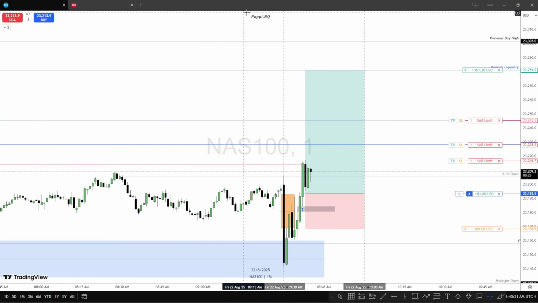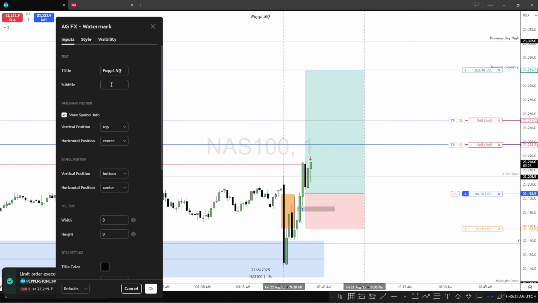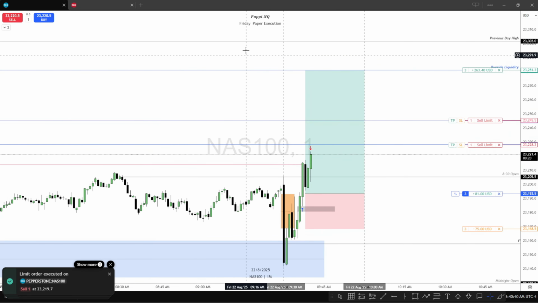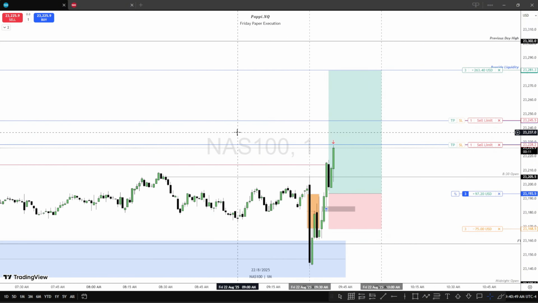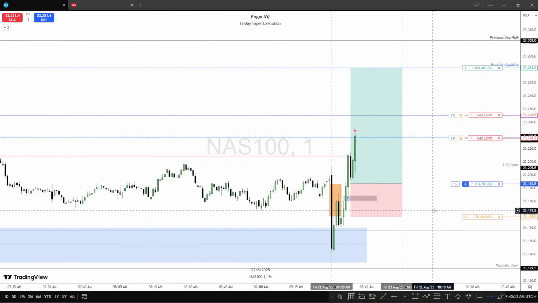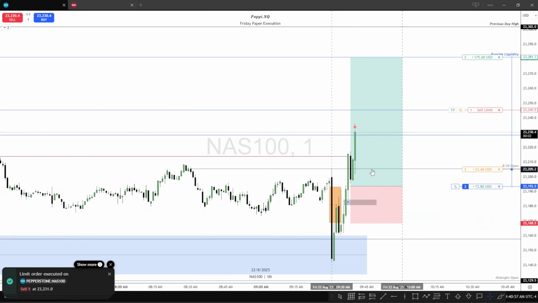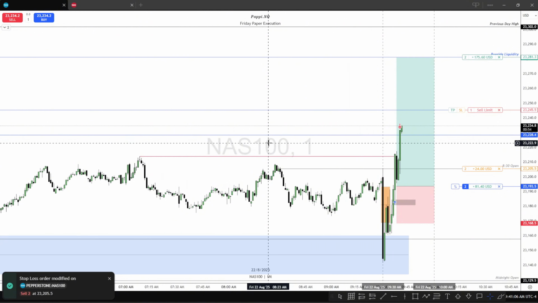So here I'm literally just explaining, writing it down that it's actually a paper execution trade today. And there TP1 got hit, TP2 got hit right now. Stops to break even, keeping my stops just at the 8:30 open.